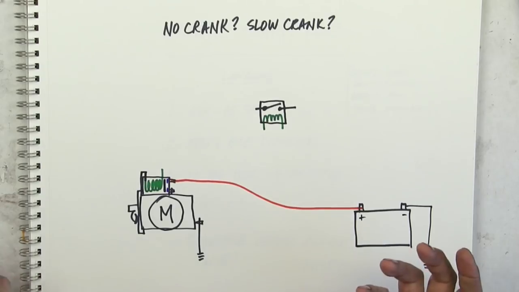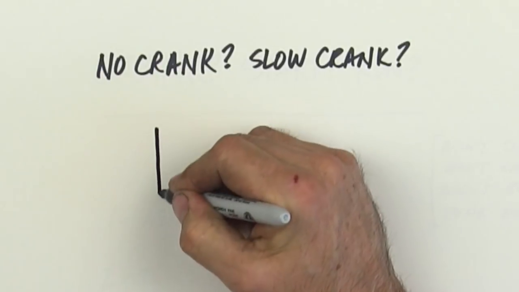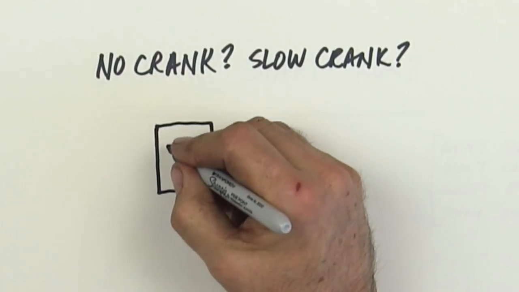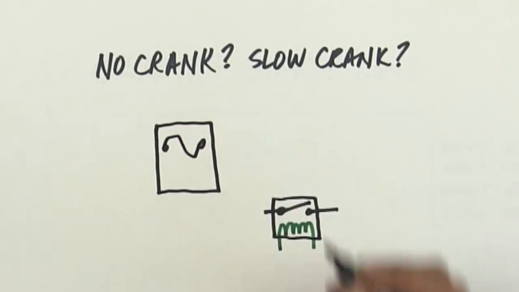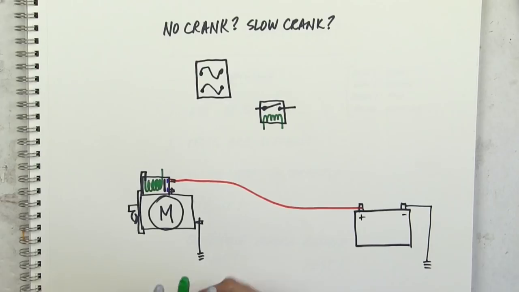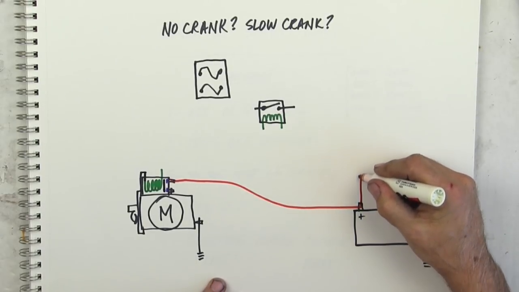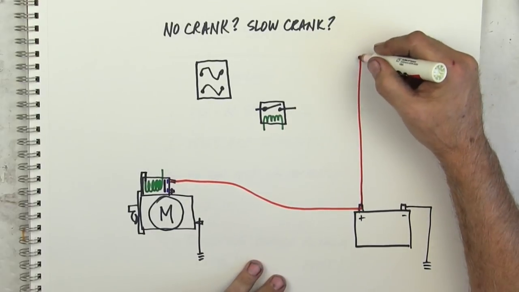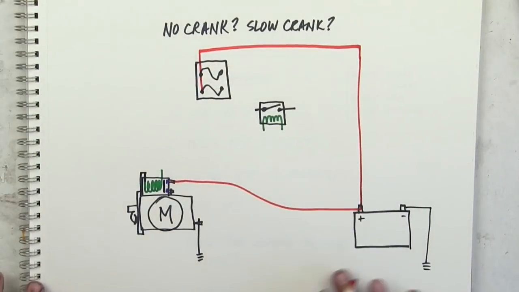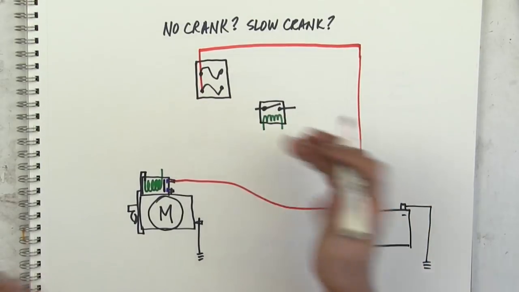So what do we do? Well, we have to have a fuse panel. So let's put a fuse panel up here somewhere. All right. And let's put a fuse up here. There's a fuse. There's another fuse. All right. Well, somewhere along the way, the battery is going to provide energy to the fuses, right? Battery, fuses, there you go.